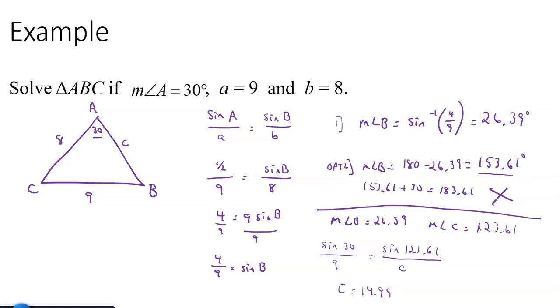So the only way this triangle exists is with a very large angle C and a very small angle B. So this is 123.6, and this is 26.4. And that very large 123-degree angle produces a side here that's very close to 15.